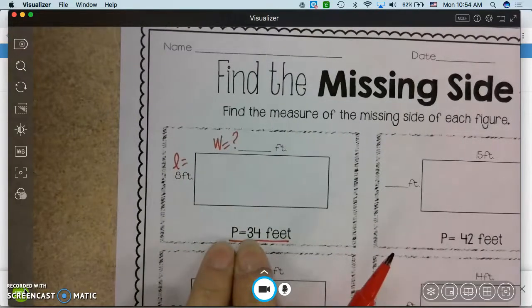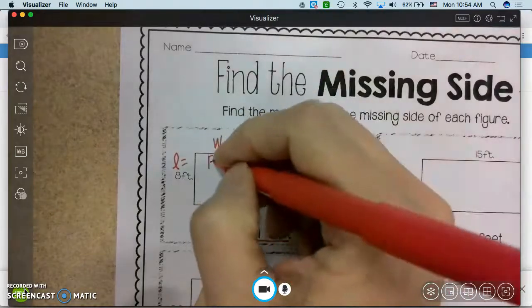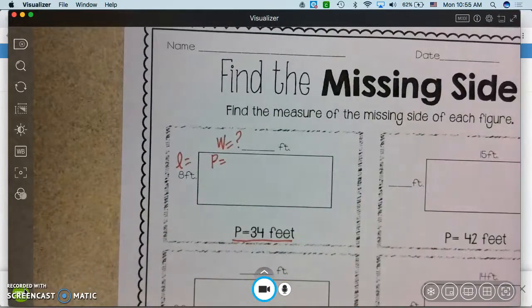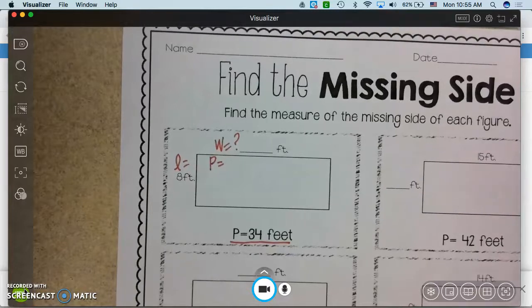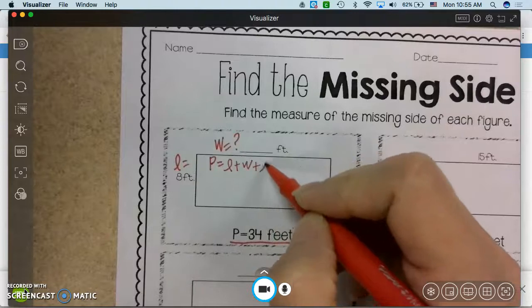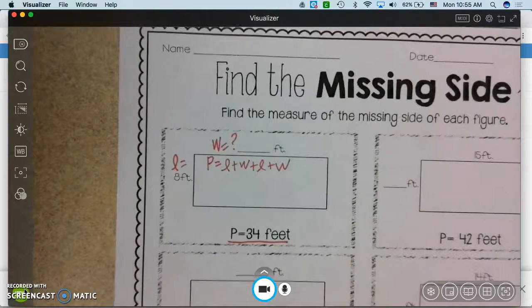So we know our perimeter is 34 feet, and it's perimeter, so we're going to use our perimeter formula. This is a rectangle. What's the formula to find the perimeter of a rectangle? Length plus width plus width. Length plus width plus length plus width. Or you can use 2 times length plus 2 times width. Both formulas work.